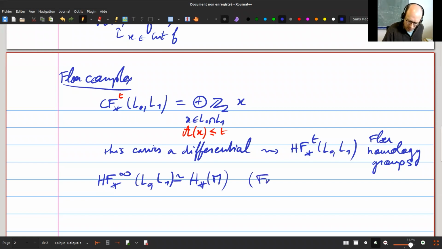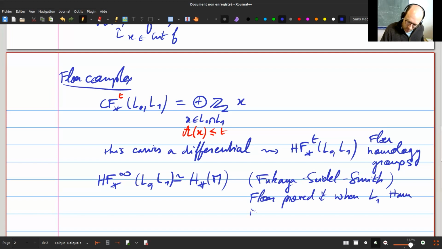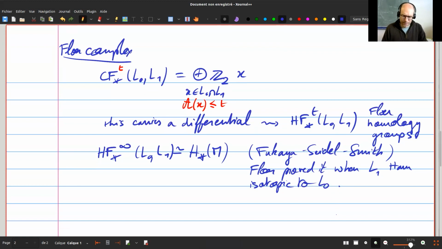And this is a theorem by Fukaya, Seidel, and Smith. But before that, Floer proved the case where L1 is Hamiltonian isotopic to L0. Okay, Floer proved it when L1 is Hamiltonian isotopic to L0.